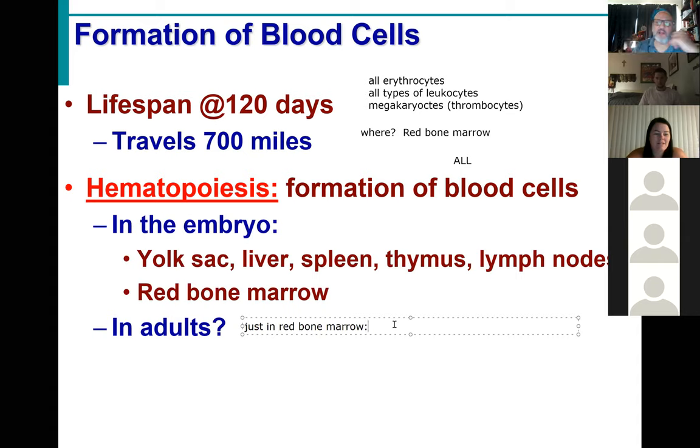Every single bone all has red bone marrow in it? Long bones. Is the entire long bone filled with red bone marrow? No. Where do we find it? The diaphysis? Medulla? Medullary cavity. So the medullary cavity in the diaphysis is where we find our red bone marrow? I haven't written on here, so what do you guys think?